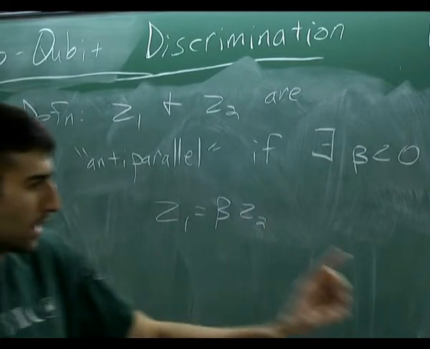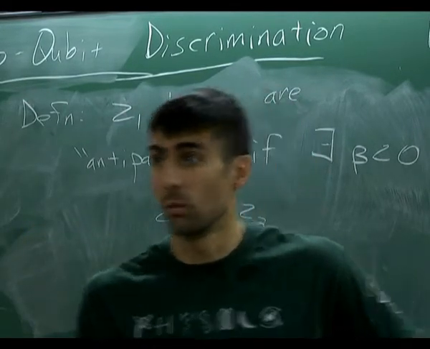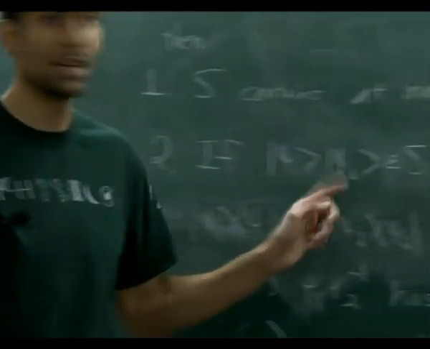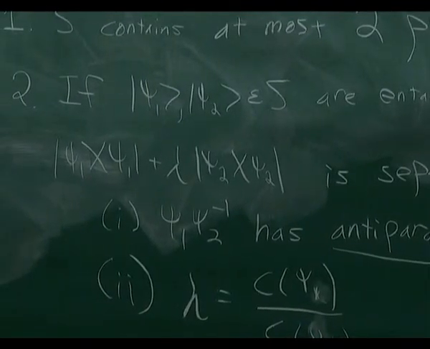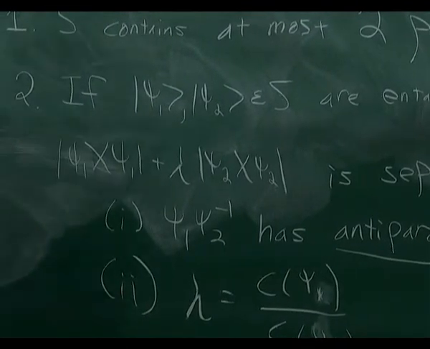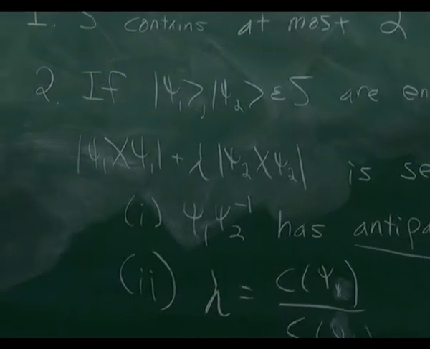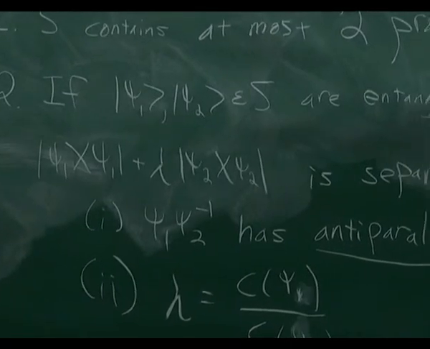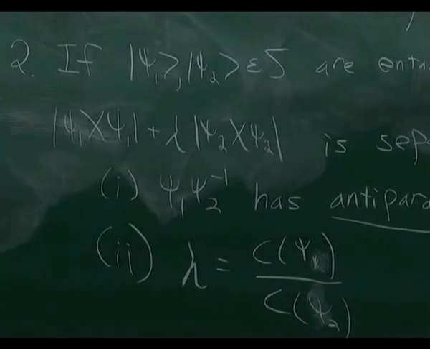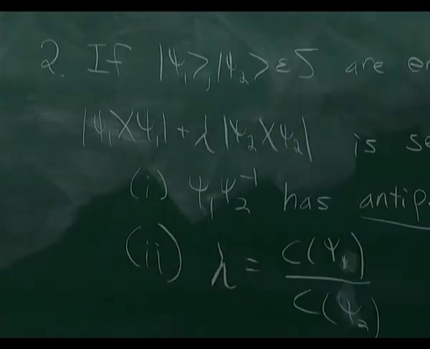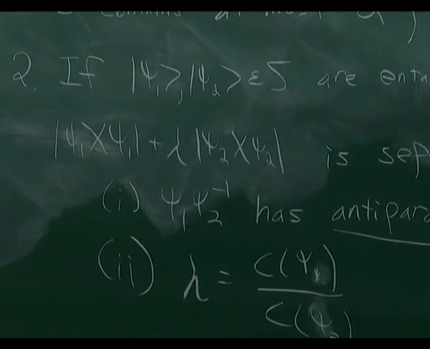Another thing is, I wrote psi2 inverse. We know that the inverse exists. It's invertible because we are assuming that psi2 is entangled, and that means that the determinant of psi2 is non-zero. Remember, because of the concurrence condition, if it's entangled, then the determinant is non-zero, so we can invert it. So this is well defined here. Okay, so let's prove this. And again, this is going to be the workhorse for the whole discrimination problem.